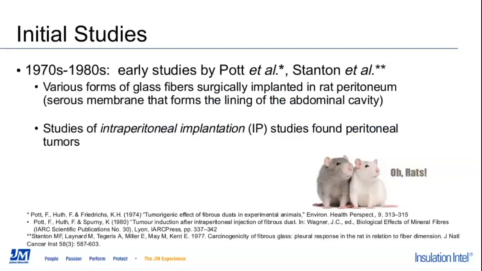What we need to do is understand that those were done a long time ago, and those were done in what were called IP, or intraperitoneal implantation studies. What they did is they, these unfortunate animals, would have their peritoneum cut open, fibers stuffed in, and sewn back up. They would let them run around for a year, and then they would cut them back up and look at the peritoneum, and unfortunately, there were tumors that were found when they would do that.